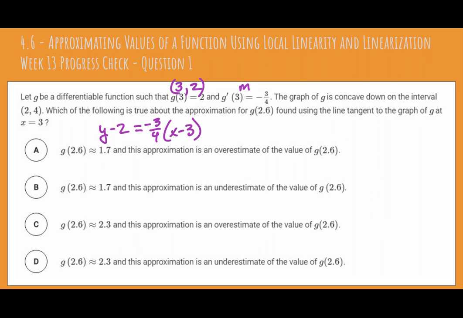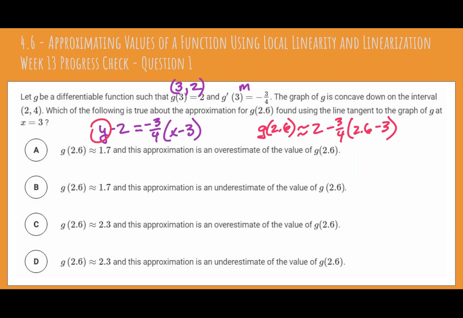But remember, since that's tangent to the curve, it's going to be a close approximation of the curve around x equals 3. And 2.6 is fairly close, so that should give us a pretty close approximation. So what I'm going to do here is write g of 2.6. Essentially, I'm replacing the y here with g of 2.6. So that's going to be the y value on the line, which is approximating the y value on the curve. So g of 2.6 is approximately equal to 2, I'm just moving that minus 2 over, minus 3/4 times (2.6 minus 3). So I replace the x with 2.6.